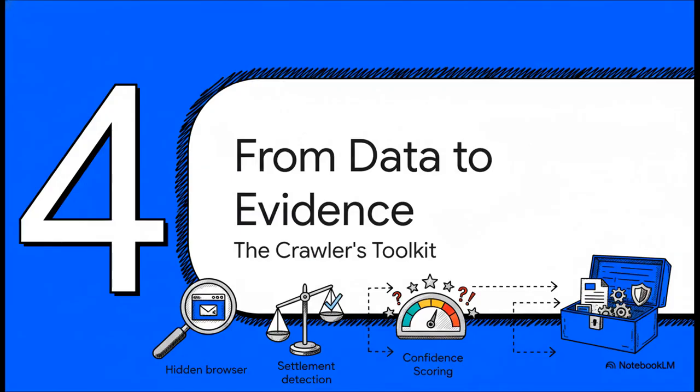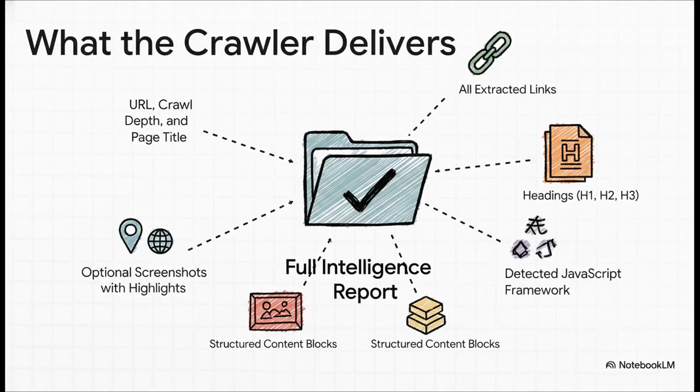So when you put all of this together, the Ghost browser, the smart settlement detection, the confidence scoring, what you get is way more than just a simple list of links. You get a complete toolkit for gathering real evidence. And look at what it delivers. It's incredibly rich. You're not just getting the URL. You're getting the page title, how deep it is in the site, all the links with their text and context, the page headings. It even tells you what JavaScript framework the site is built on. It can pull out structured blocks like buttons and navigation, and can even take screenshots. It's basically a full intelligence report for every single page.